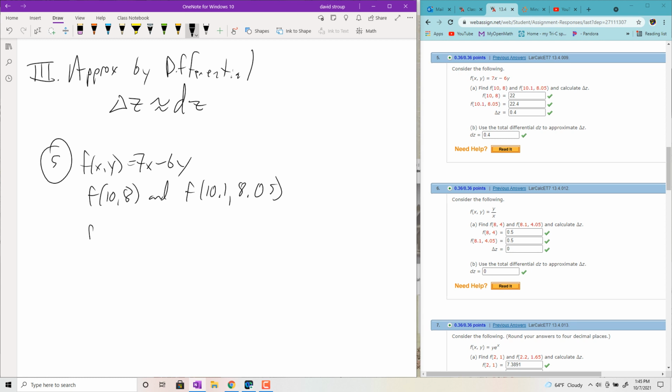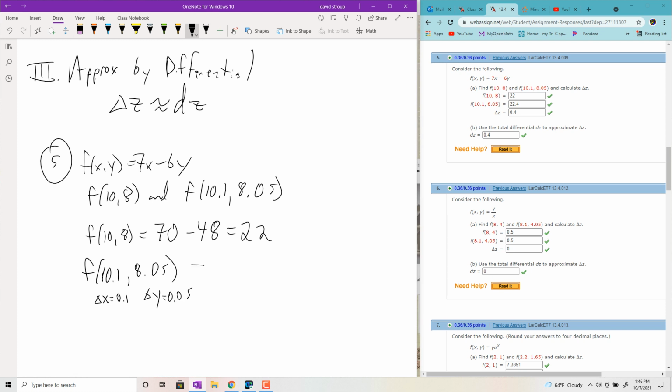Okay, so first f of 10 comma 8, that's pretty easy. Let's just plug in 10 for x and 8 for y, so you get 70 minus 48, which is 22. Then plug in these x and y values that have been changed a little bit, so 10.1 and then 8.05. That's basically telling you your change in x is 0.1, your change in y is 0.05. Anyways, you can just plug that into the formula again, so you get 7 times 10.1 minus 6 times 8.05, calculator it, and you get 22.4.